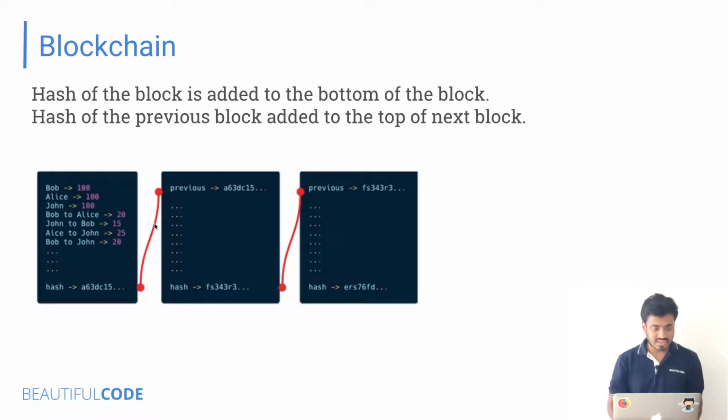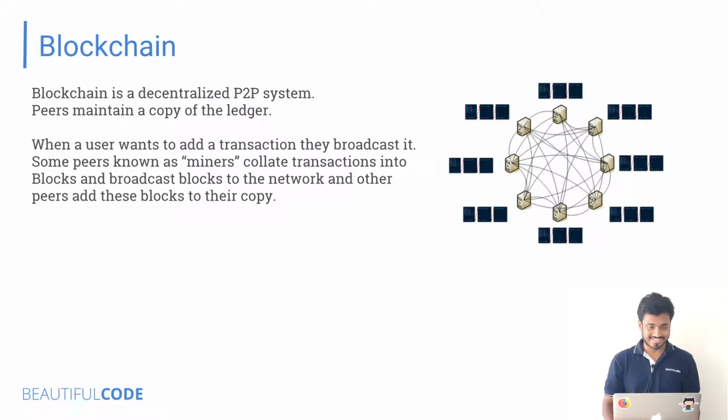So here, what we do is every block has a hash. The data in the block is hashed. It's added to the bottom, and the next block will contain the previous block's hash. So like that, all the blocks in the chain are linked together with their hashes. And that's why it's called a blockchain, simple.